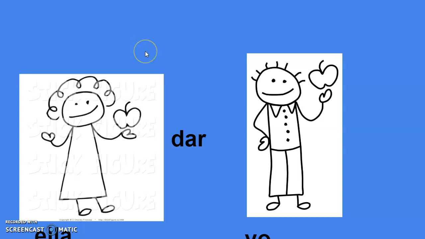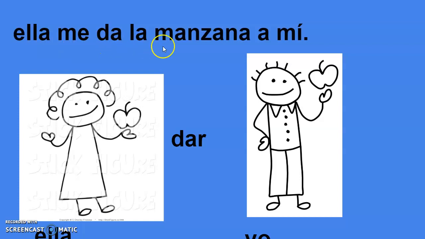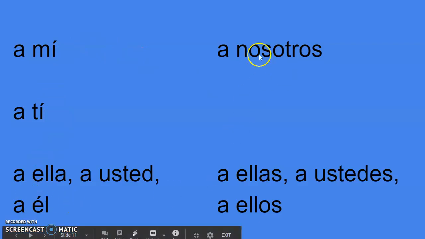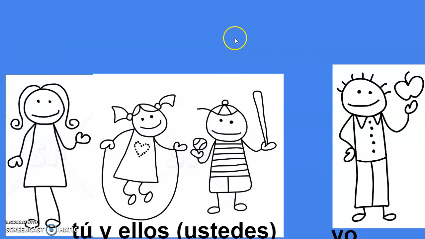She gives me an apple. So you have ella me da la manzana a mí. The clarification emphatic phrases here. Da is conjugated to go with she gives, and then me is what receives the action. A mí, a ti, a ella, a usted, a él, a nosotros. These are all our emphatic phrases. Review of Spanish 1.